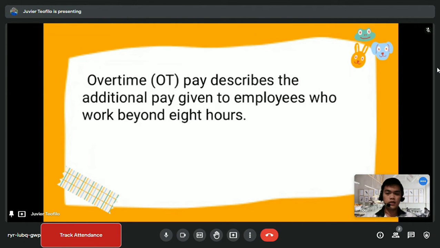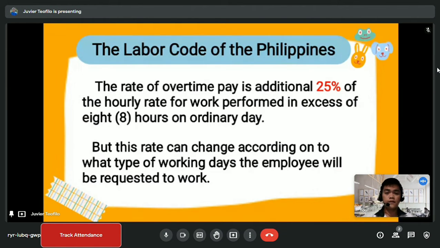So let's proceed. We have here the Labor Code of the Philippines. The rate of overtime pay is an additional 25% of the hourly rate for work performed in excess of 8 hours on an ordinary day. But this rate can change according to what type of working day the employee will be requested to work. So this is according to the Labor Code of the Philippines.